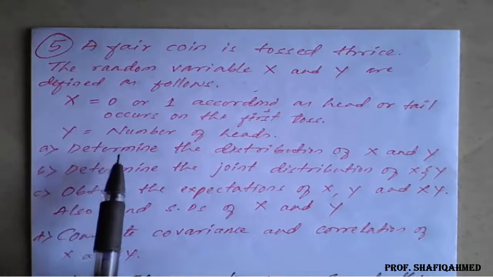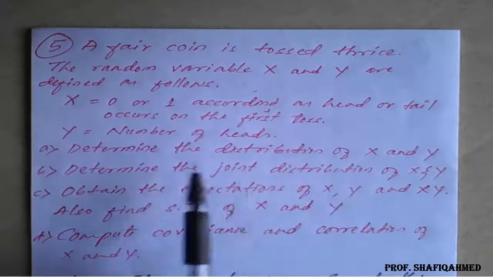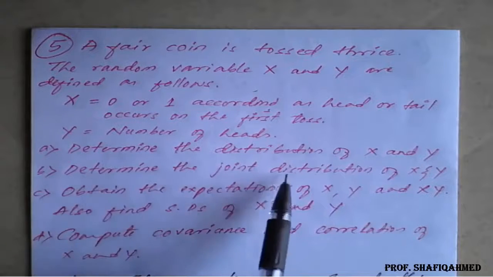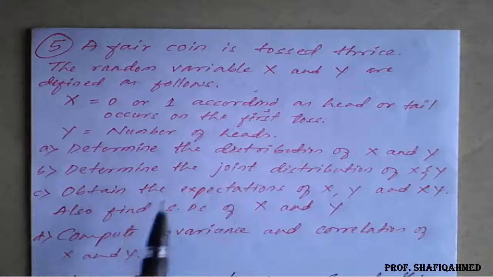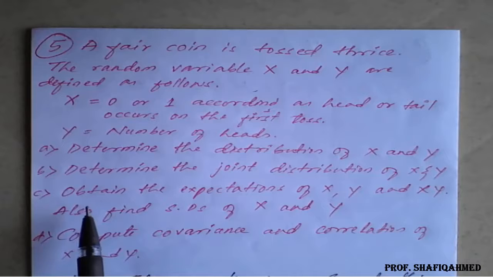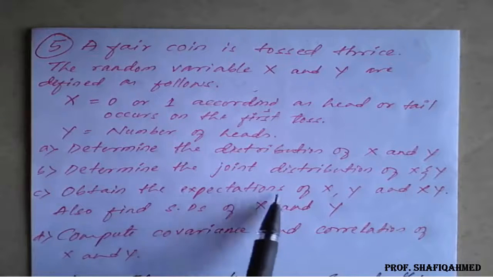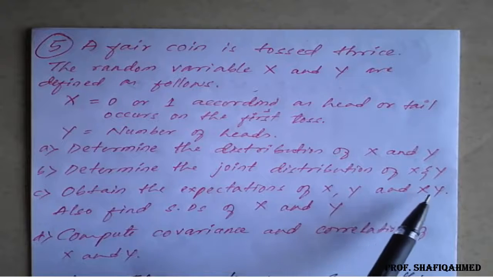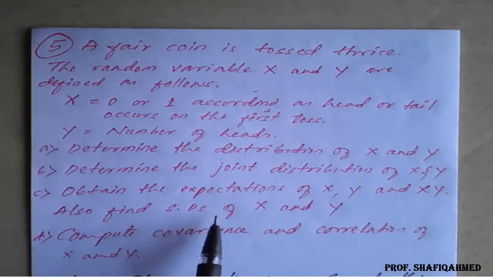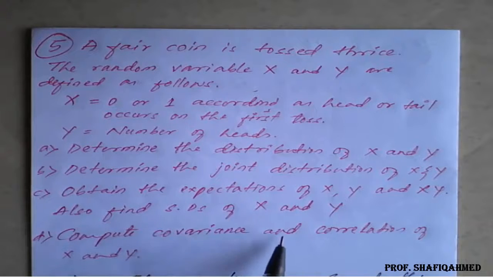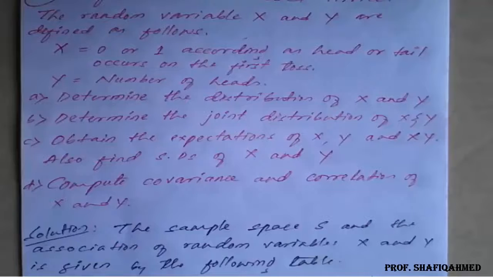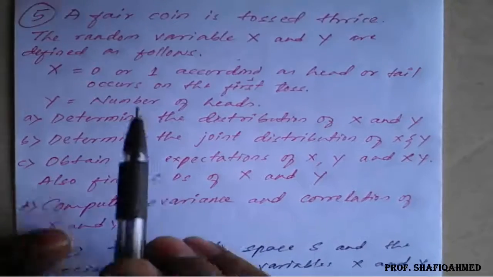We need to determine the distribution of X and Y, that is, the table for X and Y, then determine the joint distribution table, the complete table with the sums f of x and g of y. Then obtain the expectation of X, Y and XY, and find the standard deviation of X and Y using the variance formula, then compute the covariance and correlation of X and Y. Now the solution. The sample space S and the association of random variables X and Y is given by the following table.